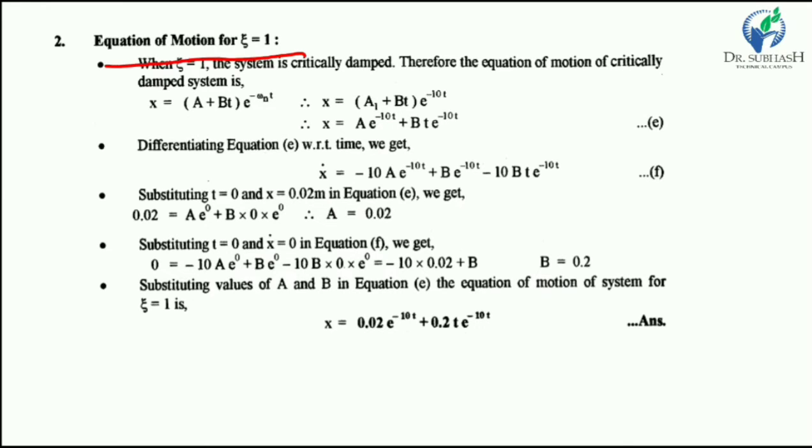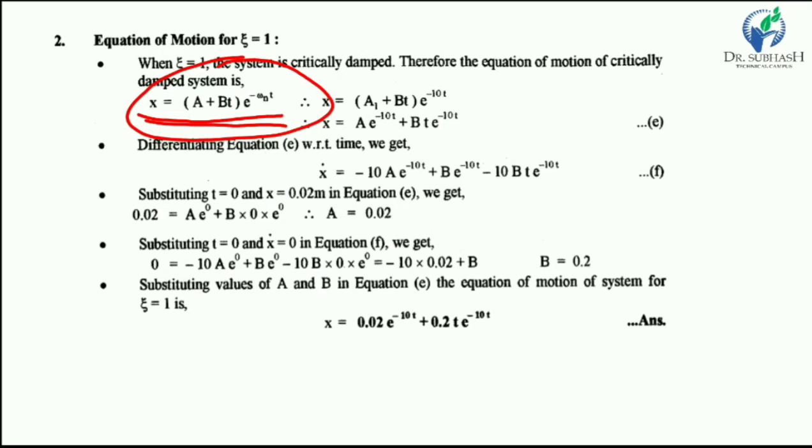Now for the other case, zeta is equal to 1. This is the case of critical damped conditions, and the displacement equation of critical damped vibration is shown in the slide. X is equal to, in brackets, a plus b into t, bracket complete, e raised to minus omega n into t. This is the displacement equation, and here a and b are arbitrary constants. So we have to find the values of the arbitrary constants.